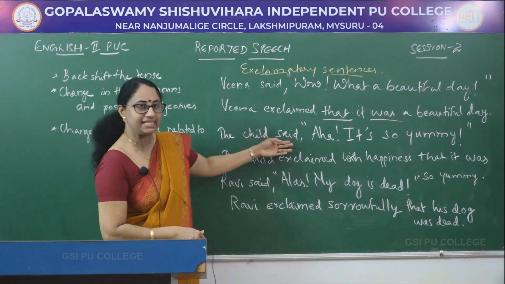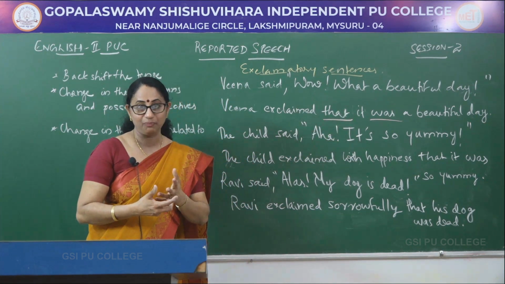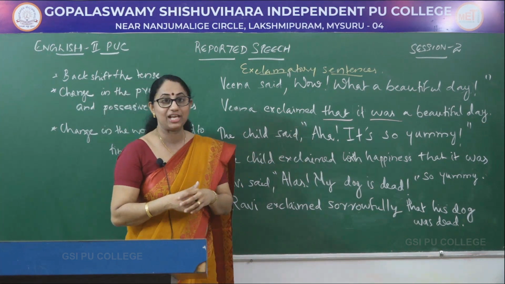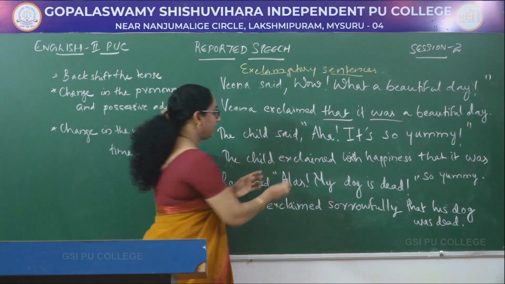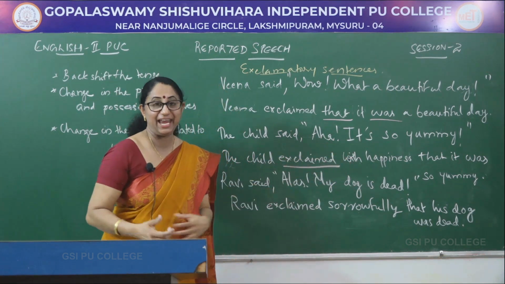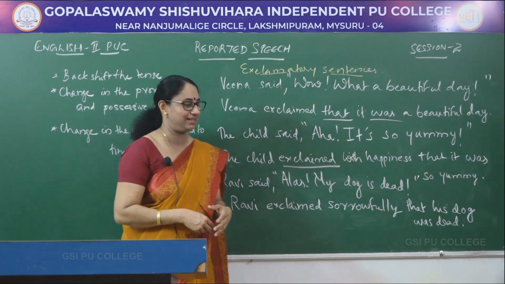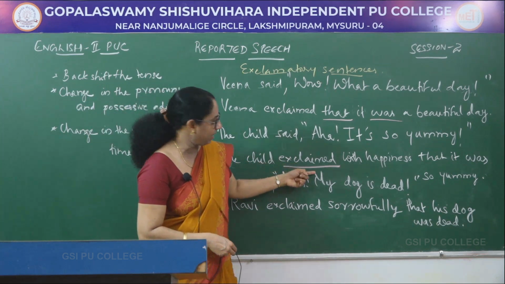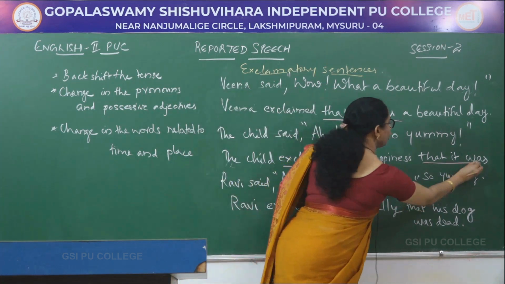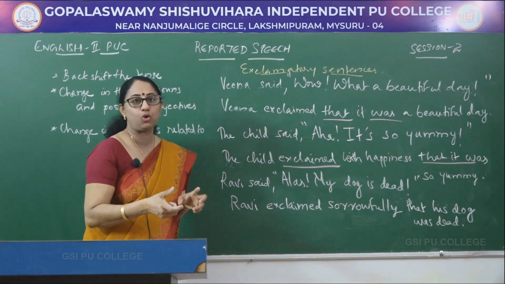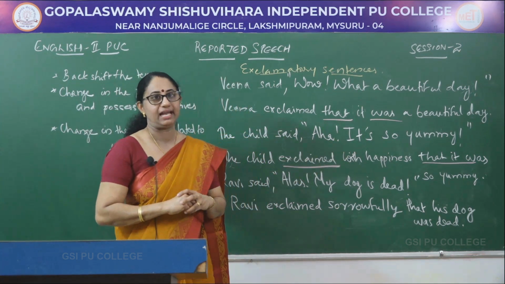Now see here, the child said, "Aha, it's so yummy." So the child might have tasted something and relishing that, it says, "It's so yummy." So how do we say that? The child exclaimed with happiness. Again, whenever we relish something, definitely it creates happiness in us. So the child exclaimed with happiness that it was so yummy. It is so yummy becomes it was so yummy, and we add the linker that.